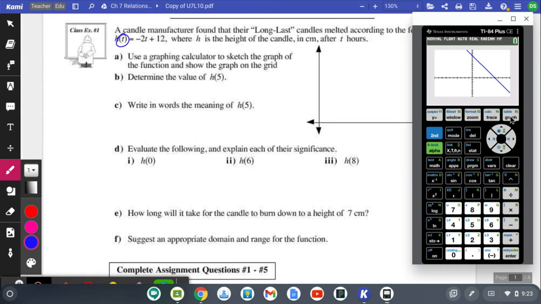Why? You can't have negative. What is the x value? The candle? No, x isn't the candle. Time, thank you. X is time. You can't have negative time, so we don't need to show more negatives.